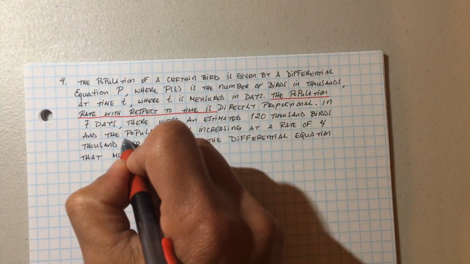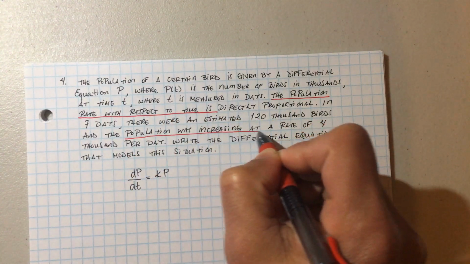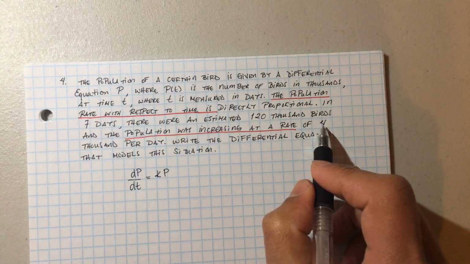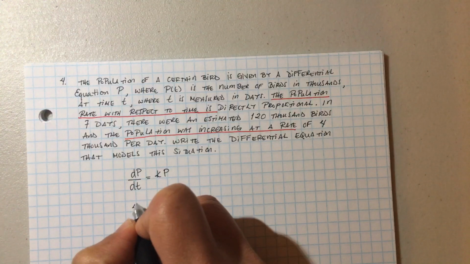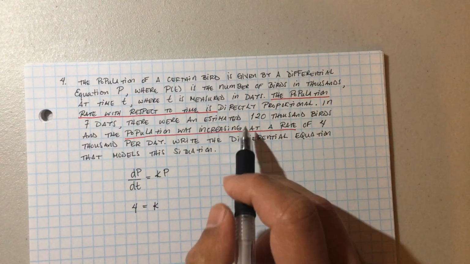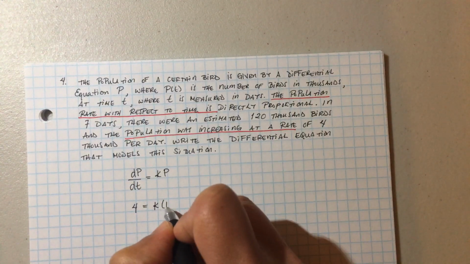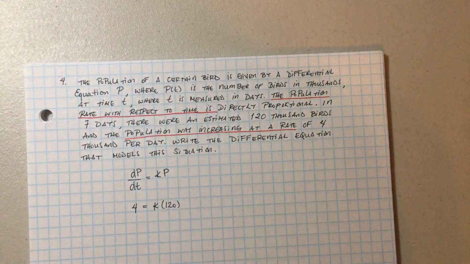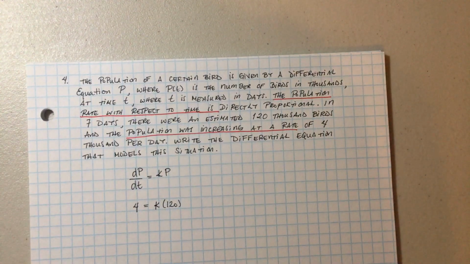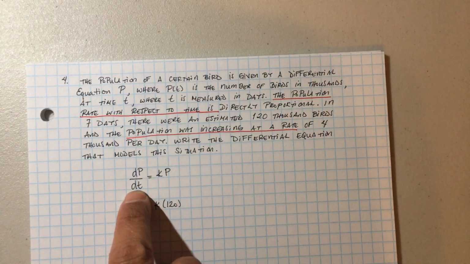In 7 days, there were an estimated 120,000 birds, and the population was increasing at a rate of 4,000 per day. So where do I put this 4? Put it right here in dP/dt. And then your K, I don't know. Your P, what's the population? 120,000. Again, the time is negligible because we're talking about rate of change here.